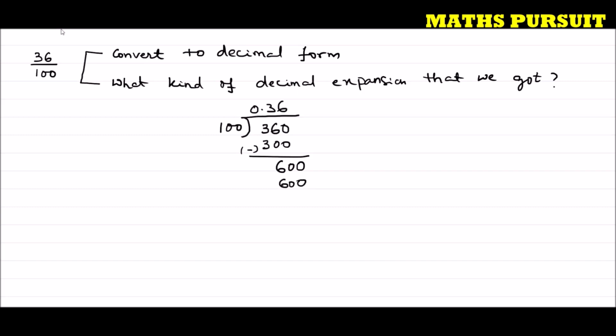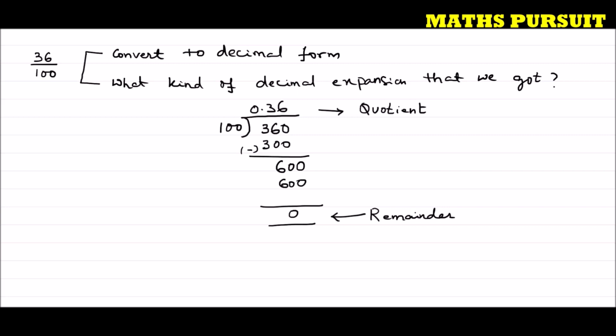So guys, we can see that we got 0 as the remainder. So our division ends here. Similarly, our quotient is 0.36. This is nothing but our decimal expansion. The quotient is our decimal expansion.